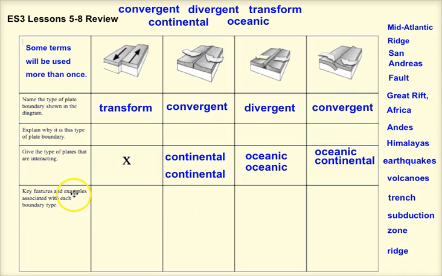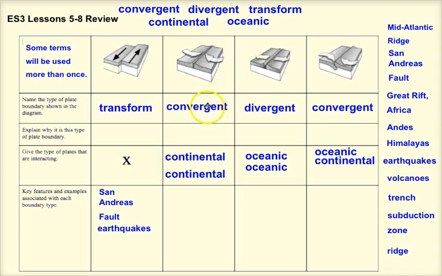So key features and examples associated with each boundary type. Okay, key features. Here we go. We got plates sliding past each other. Now, first of all, what's a key example? When you look through here, there's some different examples like the Mid-Atlantic Ridge, San Andreas Fault, Great Rift in Africa. If you said an example of that is San Andreas Fault, you're absolutely correct. Now, what kind of things happen there? Do we get earthquakes? You might say, yep, there's earthquakes in California all the time. Volcanoes? Not on a transform fault boundary, there's no subduction. So no subduction means there's no trench. Is there a ridge? No.